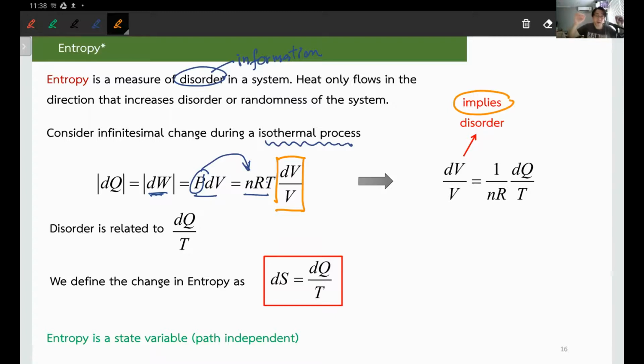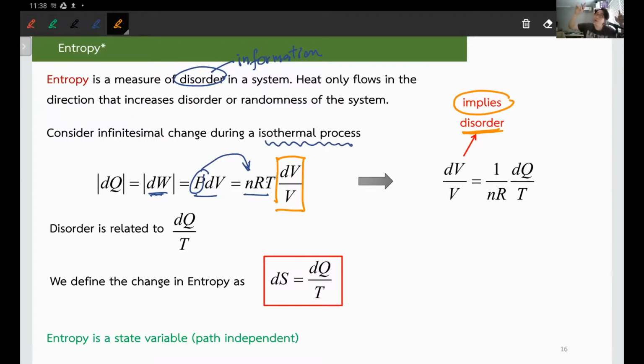So that means the molecule can travel to further volume. So there is more space for you to consider and analyze. That implies a little bit of an increase in the disorderness of the system. Or you can think of it as, okay, there are more configurations at this volume, on top of the original one.